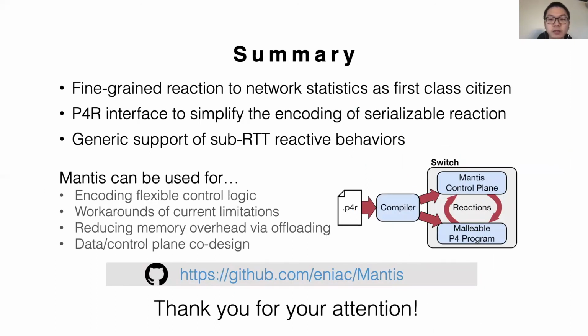So to summarize, Mantis introduces fine-grained reaction to network statistics as a first-class citizen. Mantis simplifies the process of defining reactions and provides a simple-to-reason-about set of reaction abstractions with the P4R programming interface, and enables a wide range of sub-RTT reactive behaviors without penalizing the line rate packet processing speed.